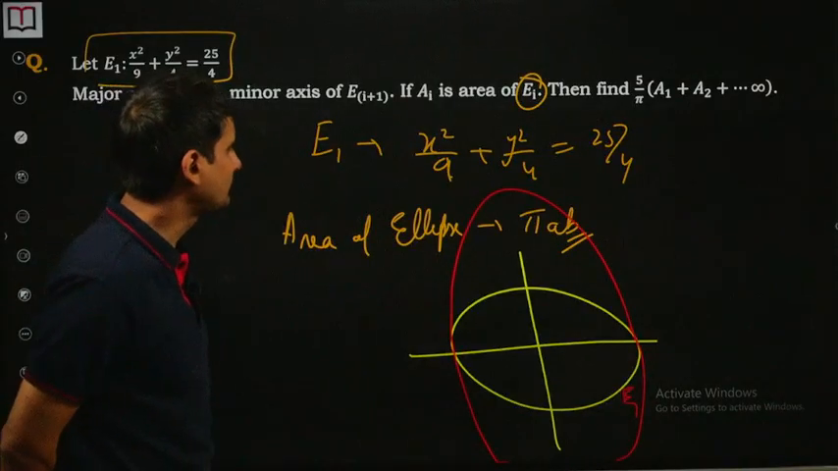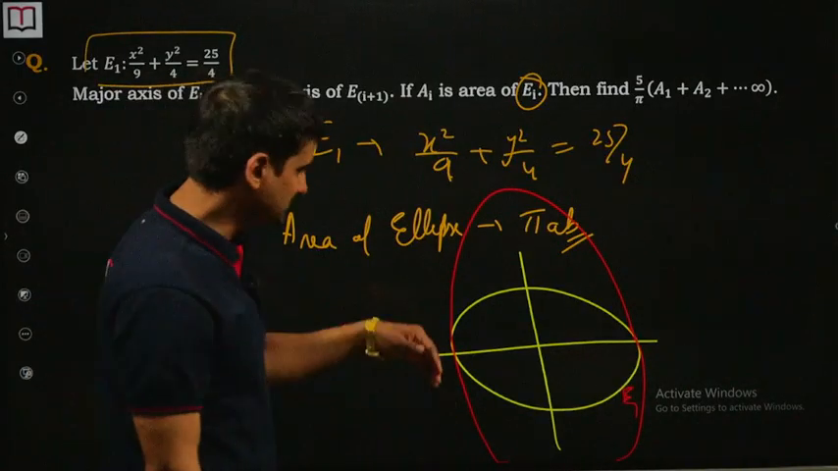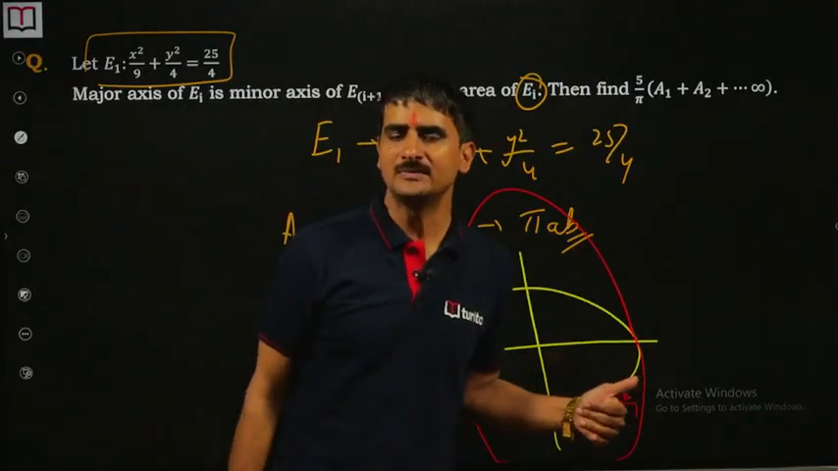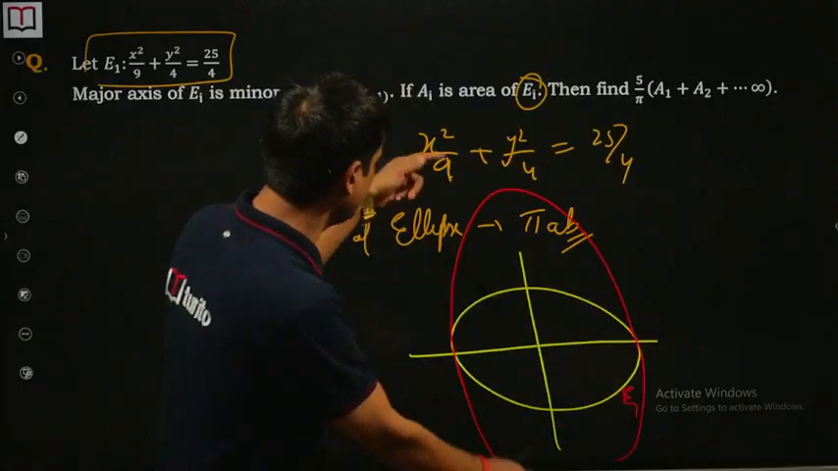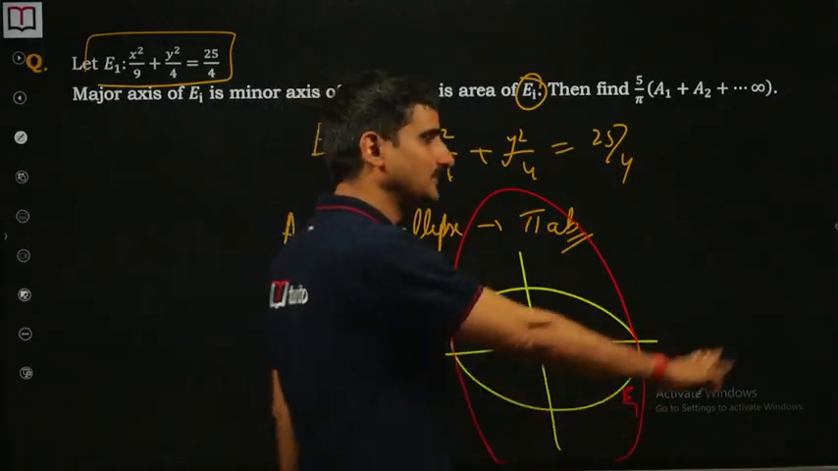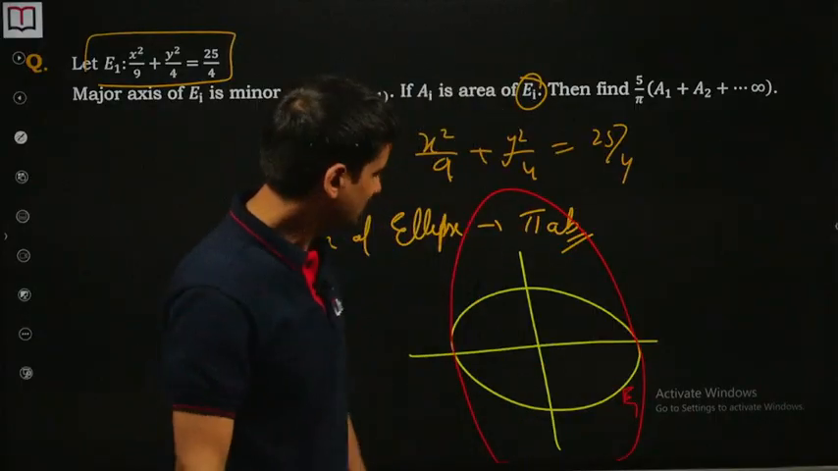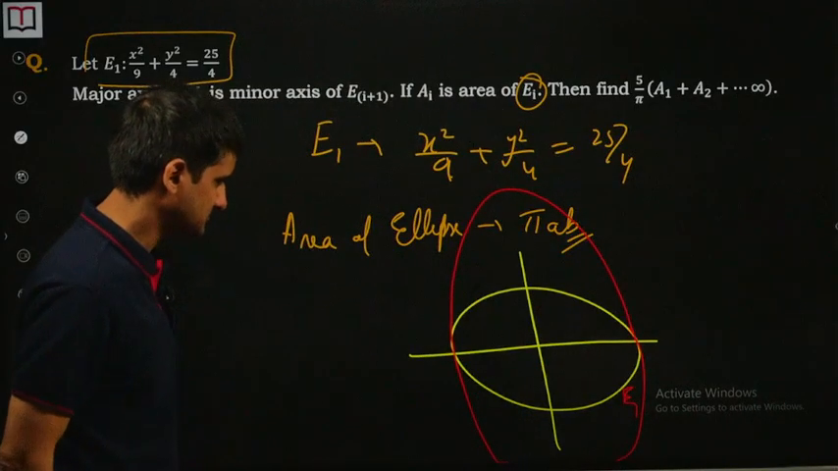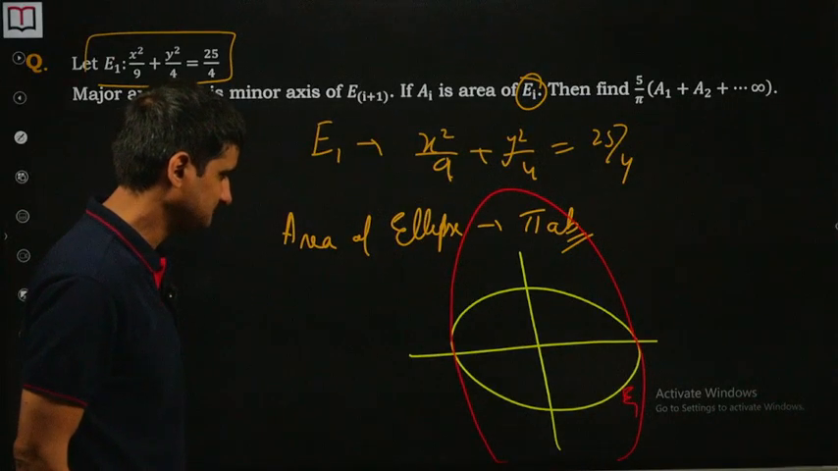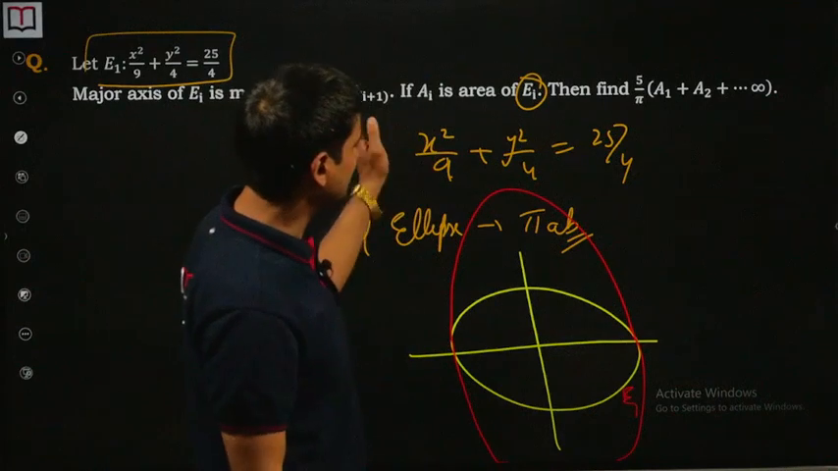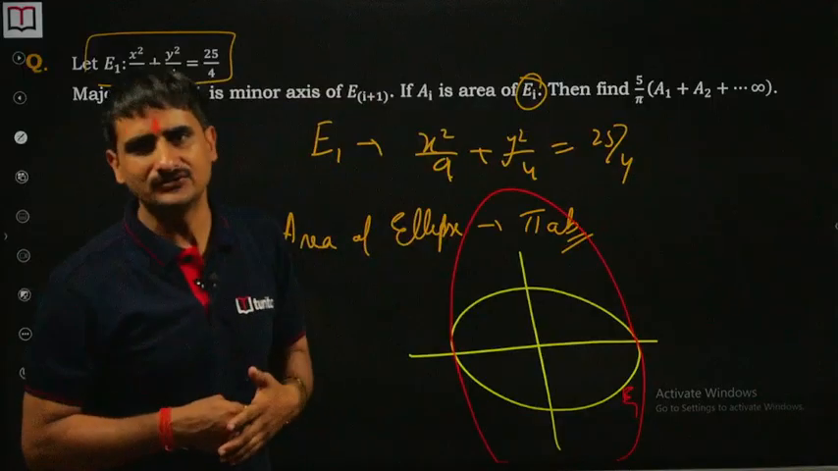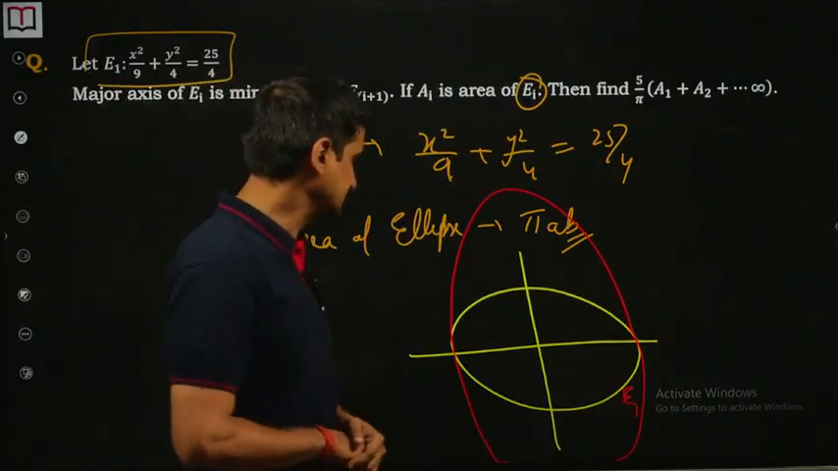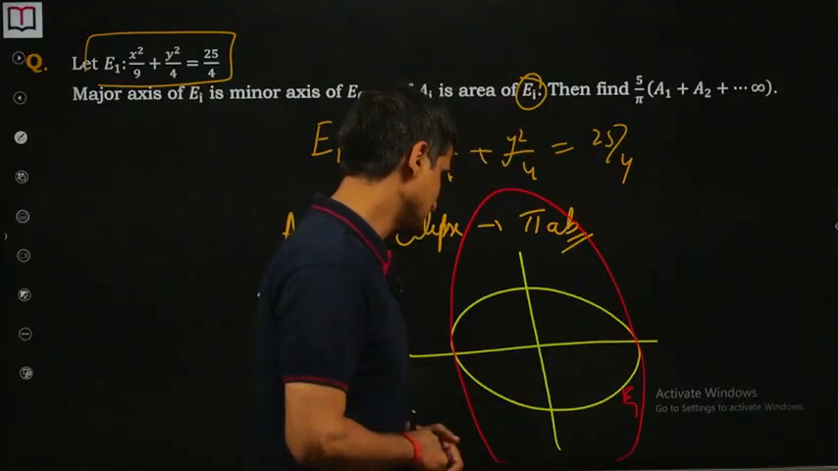No, that's not possible, isn't that? Because in that case, the area of E2 will be more than the area of E1, and then the E3 area will be, because then its major axis will be the minor axis of the other one. Okay, now that's not possible, bachcho. I don't think that's possible. No, there's some mistake here, because see, area should go on reducing. It should be a reducing area. Okay, it must be a reducing area.